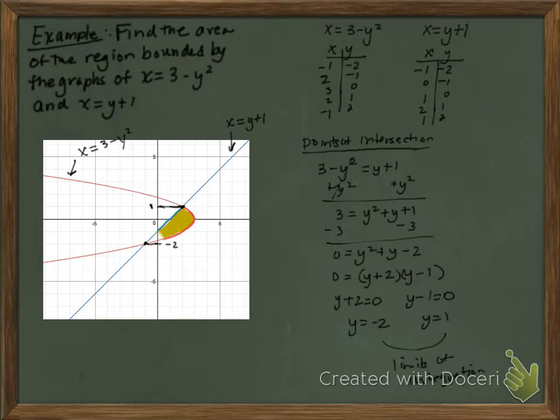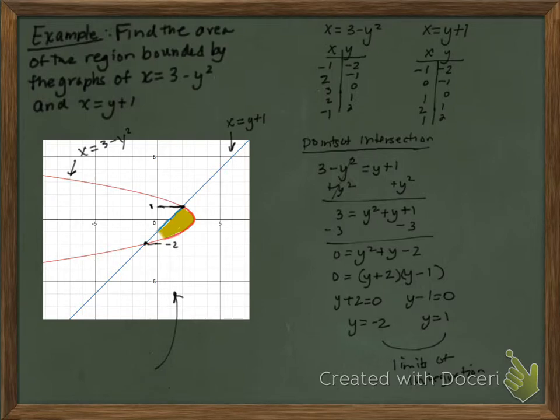In an example, it says find the area of the region bounded by the graphs of x equals 3 minus y squared and x equals y plus 1. I graphed both functions in Desmos, and this is a screenshot of the graph. My red graph is the 3 minus y squared. My other graph is the y plus 1. And I want to find the area of the region bounded by both functions.